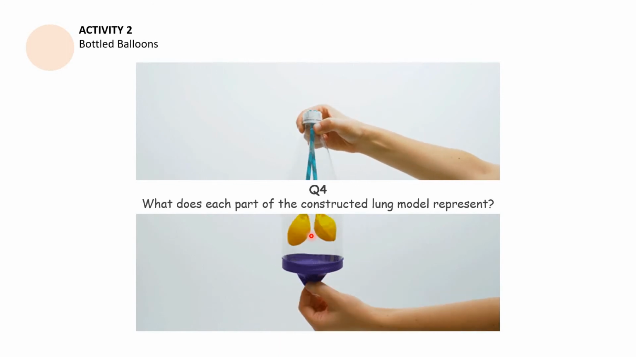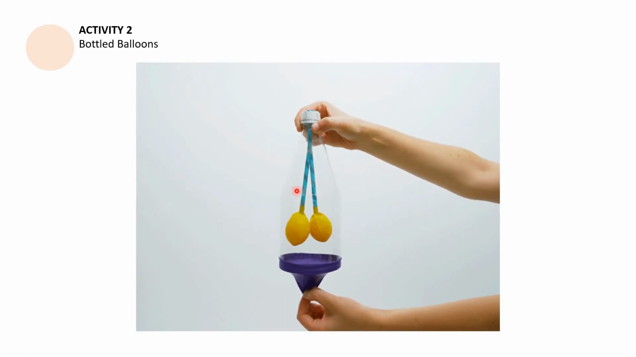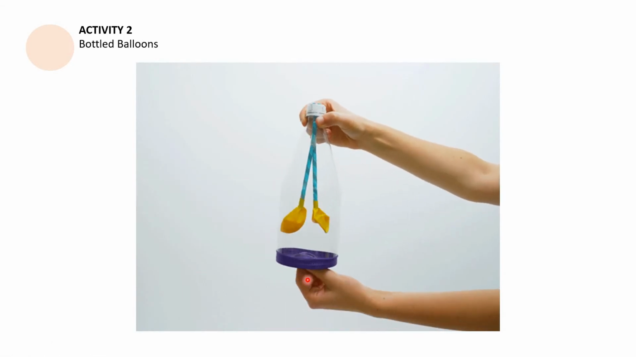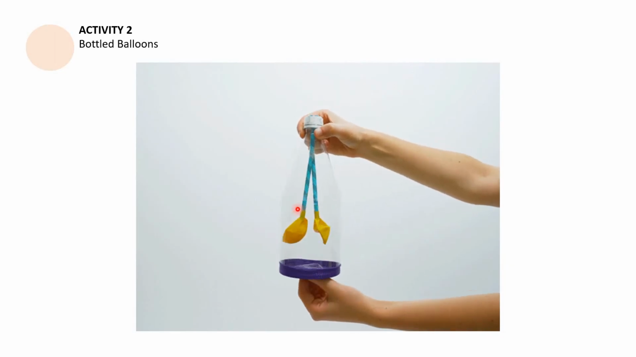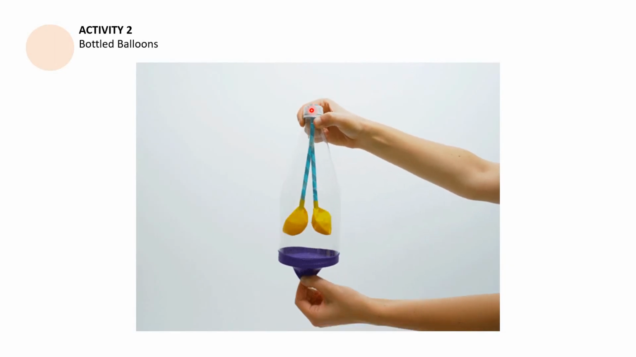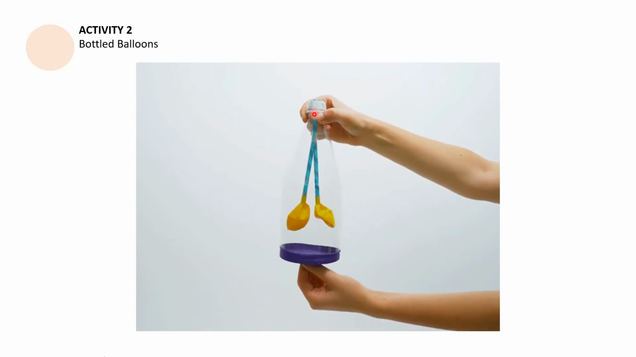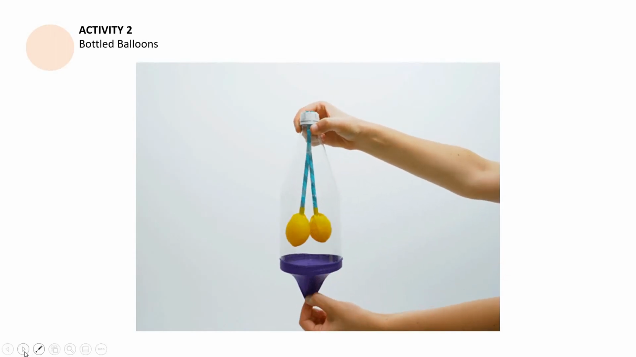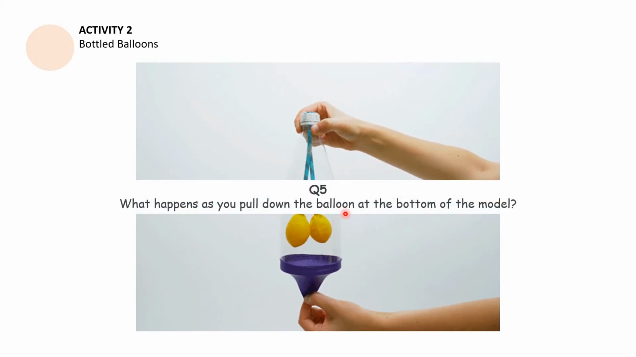So this constructed lung model, ano yung nire-represent ng bawat parts niyan? Itong balloon na to, itong mga balloons na to, these straws, and pwede yung butas sa taas. Ano yung nire-represent ng mga yan? Kasi binutasan niya sa taas. So what does that represent? What do they represent?